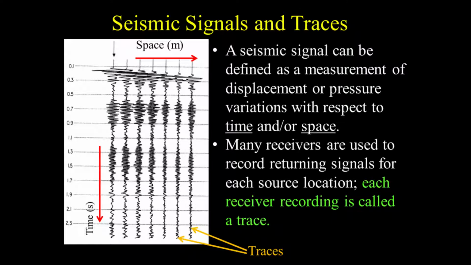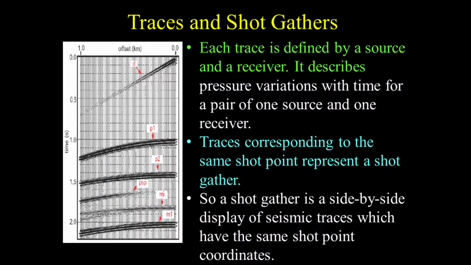Each receiver recording is called a trace. Each trace is defined by a source and a receiver. It describes pressure variations with time for a pair of one source and one receiver. Traces corresponding to the same shot point represent a shot gather. So a shot gather is a side-by-side display of seismic traces which have the same shot point coordinates.